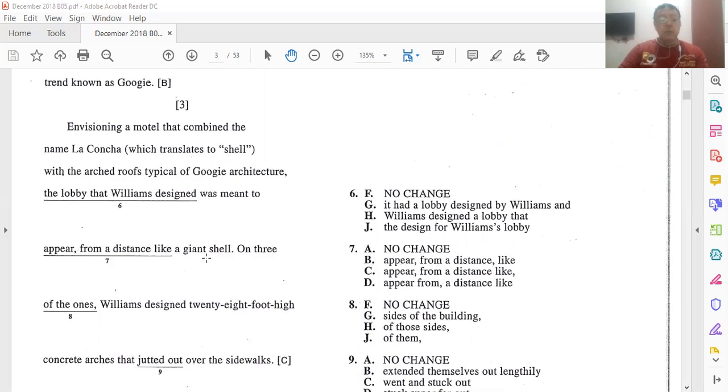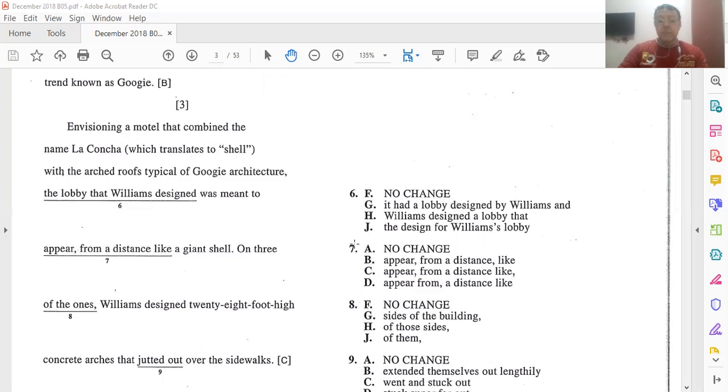Okay. So "from a distance" here is like a parenthetical. So "to appear like a giant shell" is the original clause. It was meant, or that lobby was meant to appear, comma, from a distance, comma, like a giant shell. Because "from a distance" here is a prepositional phrase that is a parenthetical, non-essential. You can take it out without affecting the rest of the sentence.